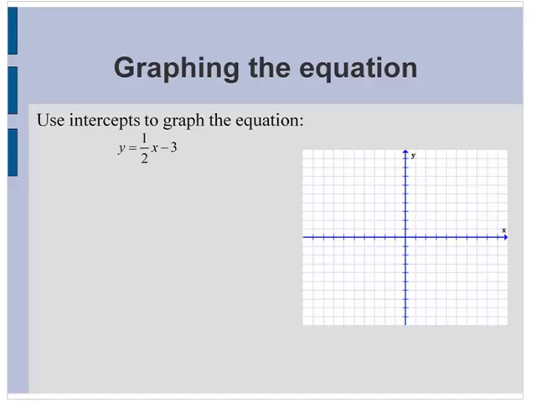Alright, so what if we had a slightly different form of the equation? y equals 1/2 x minus 3. Well, as before, you can do the same process. Find the intercepts and graph the line from there. So I would like for you to pause and try this one out on your own.